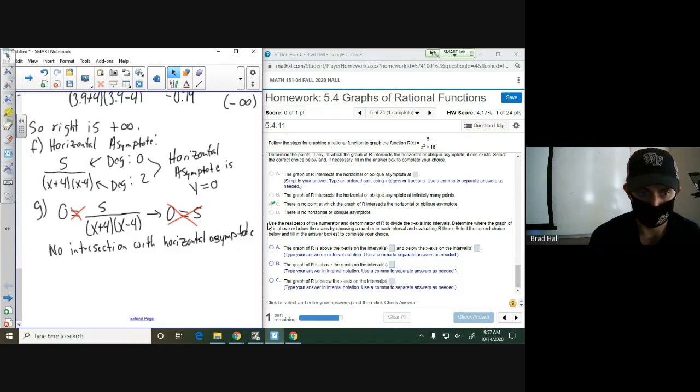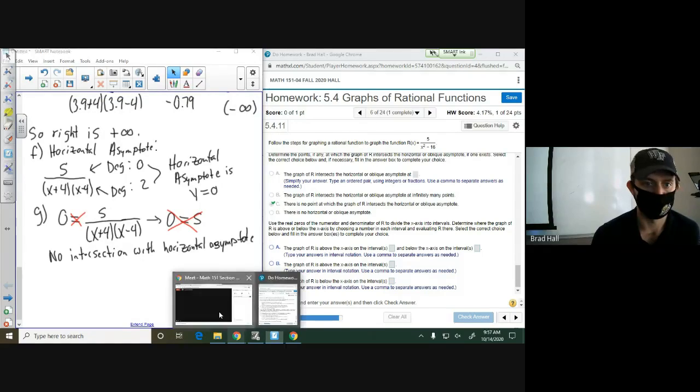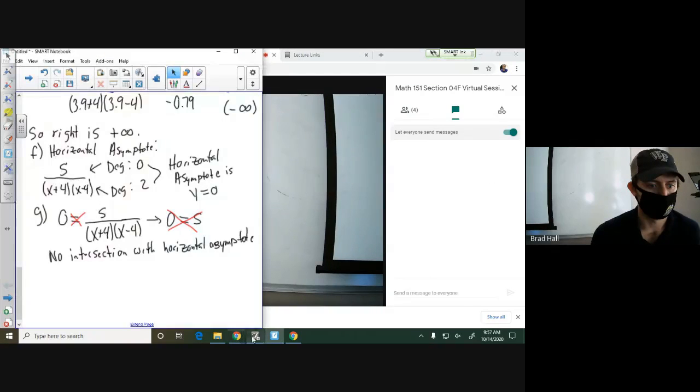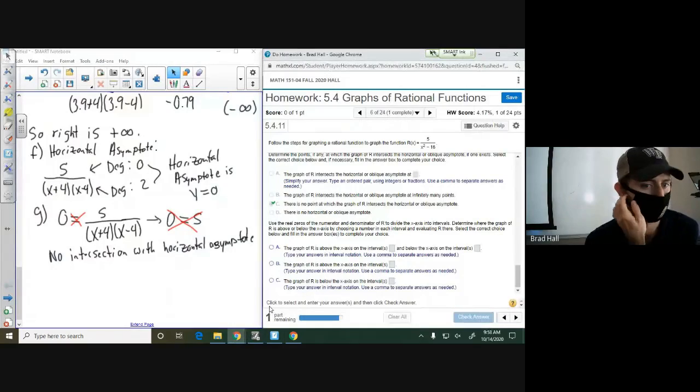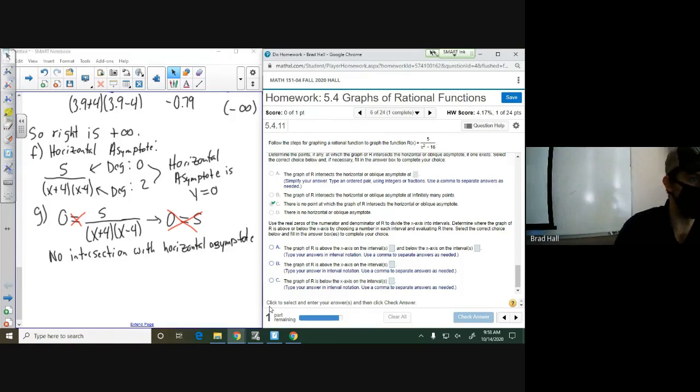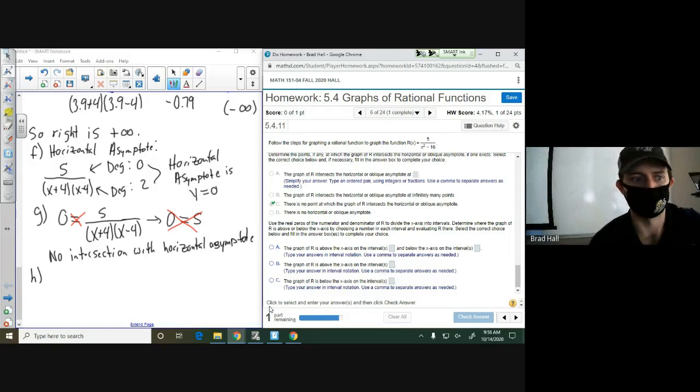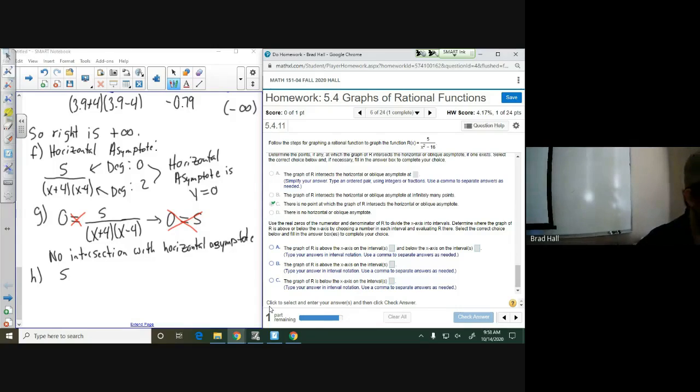So now what this second to last part says is to go ahead and figure out which parts of the graph are above the x-axis and which parts are below the x-axis. It gives us a good idea as to where everything is in relation to the real zeros, as they call it. So they want us to find the real zeros of both the numerator and the denominator.